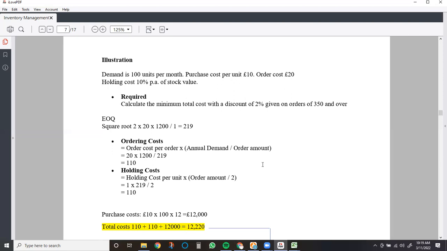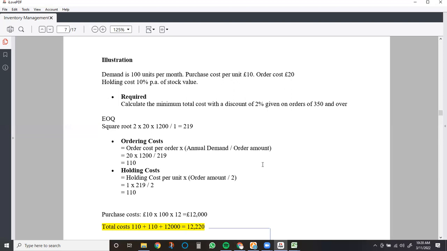So ordering cost, holding cost, as expected, both would work out to be the same as long as we are doing a typical EOQ question. Apart from, as we saw in the last question on the worksheet, if your square root works out to be an uneven figure, let's say 219.67 or something like that, of course you will give your answer as 220.